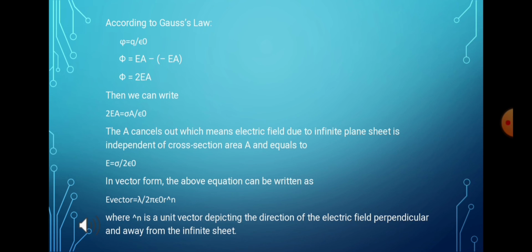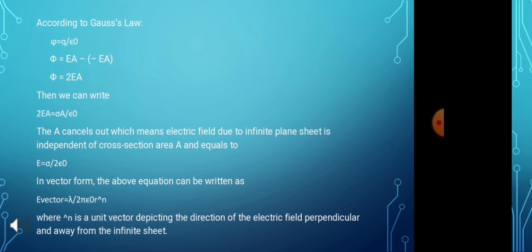In vector form, the above equation can be written as E vector equal to sigma by 2 epsilon naught n vector, where n vector is a unit vector depicting the direction of the electric field, perpendicular and away from the infinite sheet. Thank you.